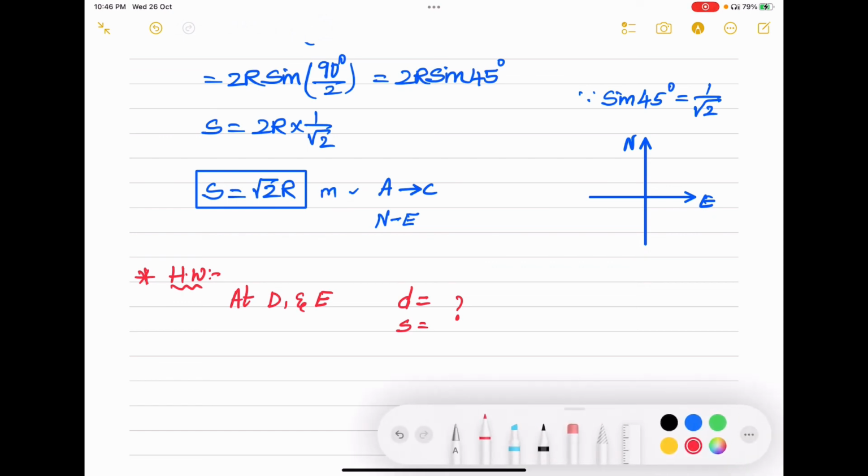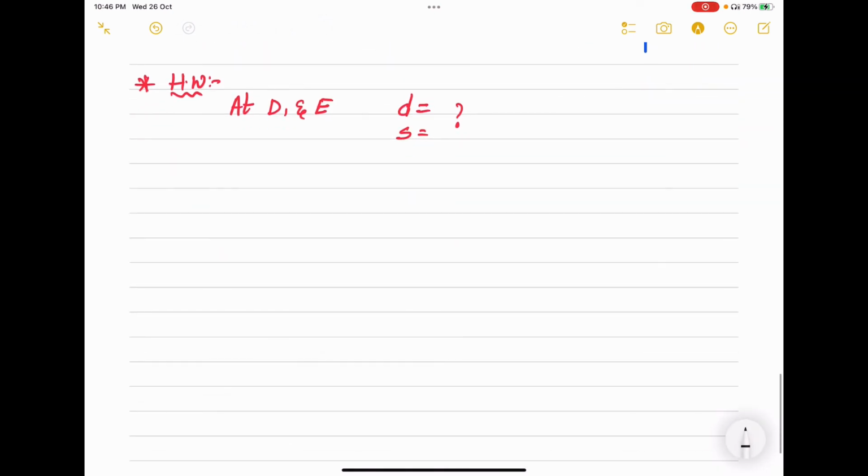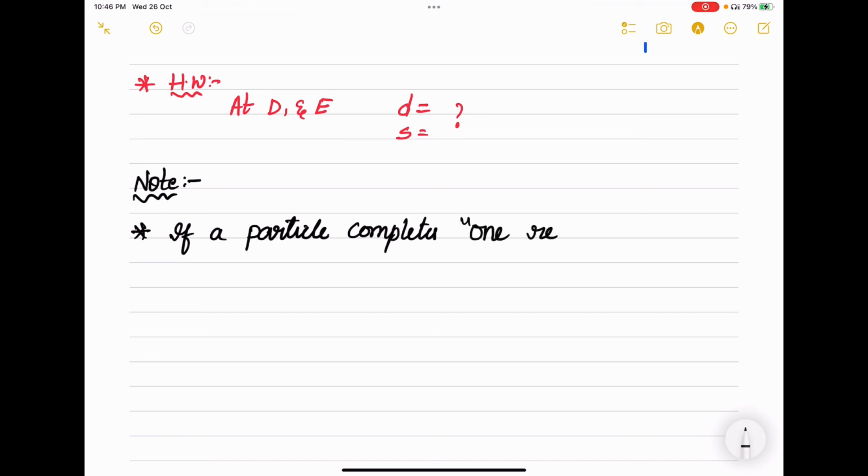So I would like to add one more context over here, a note point you can say. If a particle completes one revolution or one rotation, then straight away distance is equal to 2 pi r, that is the whole circumference, and displacement will be 0 because initial and final positions are same.